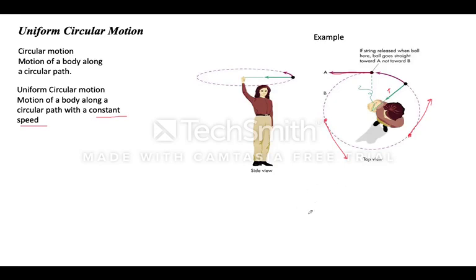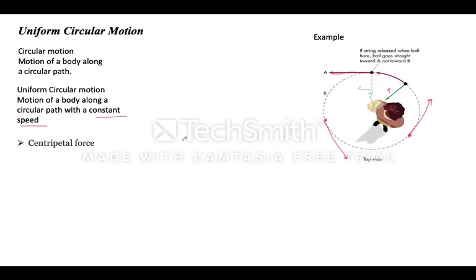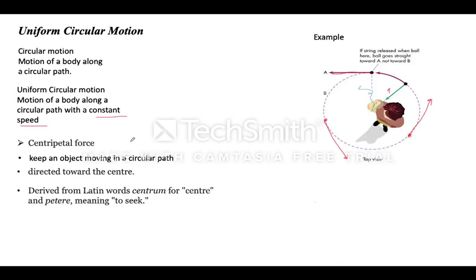This force is broadly named the centripetal force. What is centripetal force? The centripetal force always keeps an object moving in a circular path, and it is always acting towards the center. The word centripetal comes from the Latin words centrum, meaning the center, and petere, meaning to seek. So this is a center-seeking force, that is, the centripetal force.